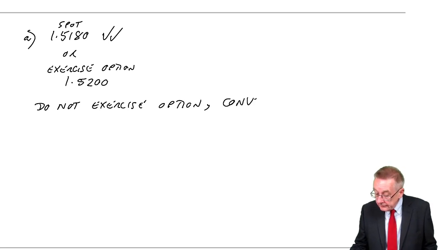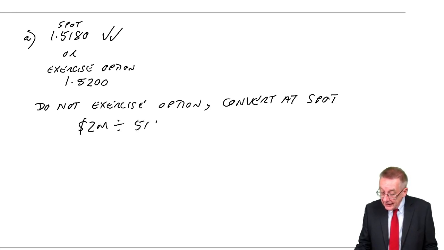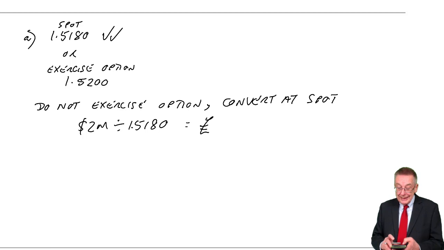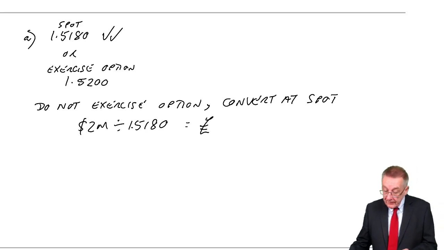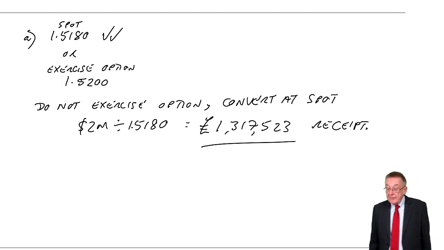We'll convert at spot. And therefore, what will we receive? It's $2 million. Converting at spot will give us 2 million divided by 1.518. It'll give us £1,317,523. The exchange rate had moved in our favour.